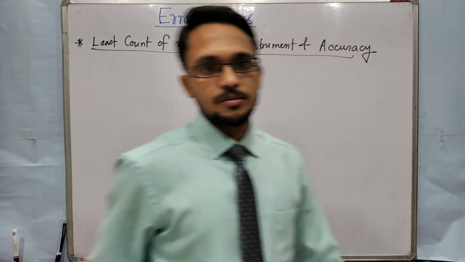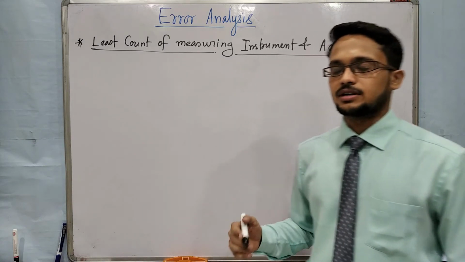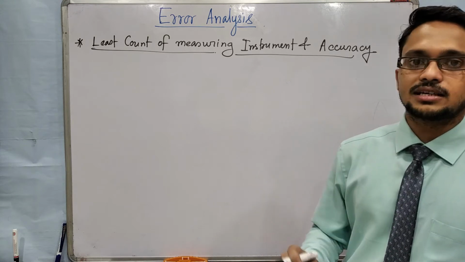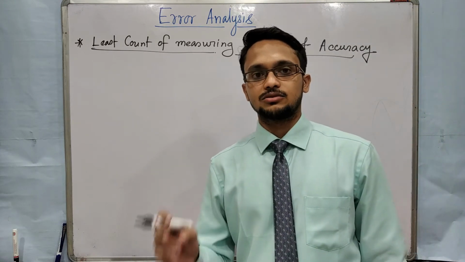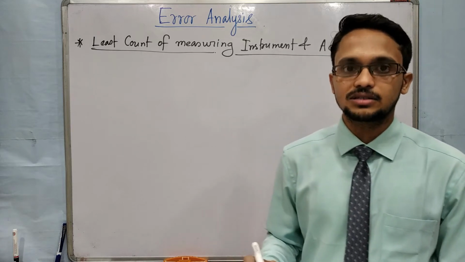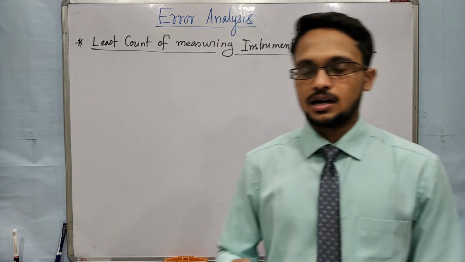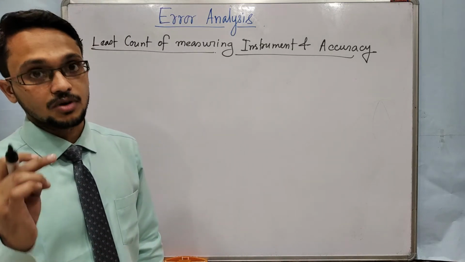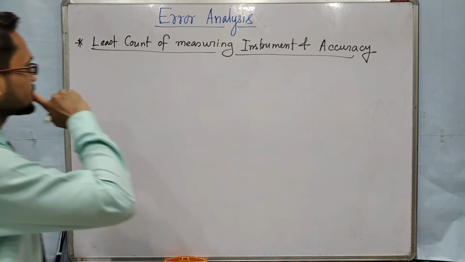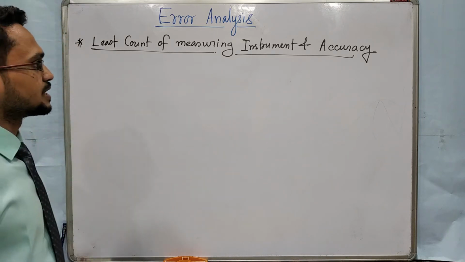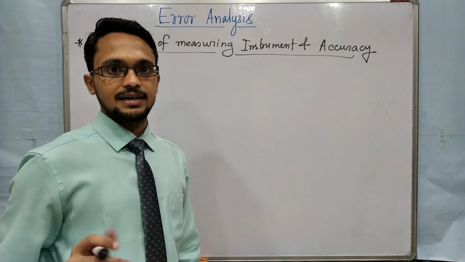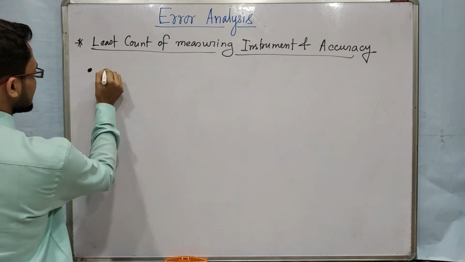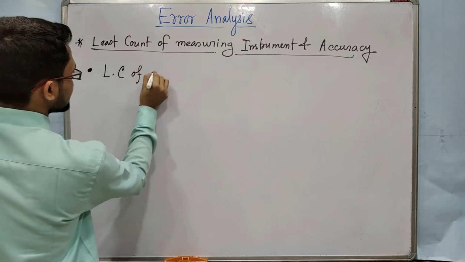So there are a lot of instruments that you use in the lab for experimentation, and for every instrument there is a smallest value that the instrument can measure, and that smallest value is known as the least count. Okay. So here I am giving the example of a few instruments that you have already read in the first chapter of class 9. That is, first one, the least count of meter scale.